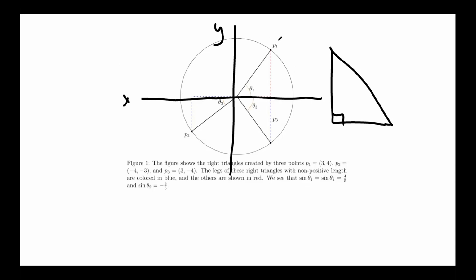So let's say we have a point P1 at 3, 4. P2 is at -4, -3. And P3 is at 3, -4.